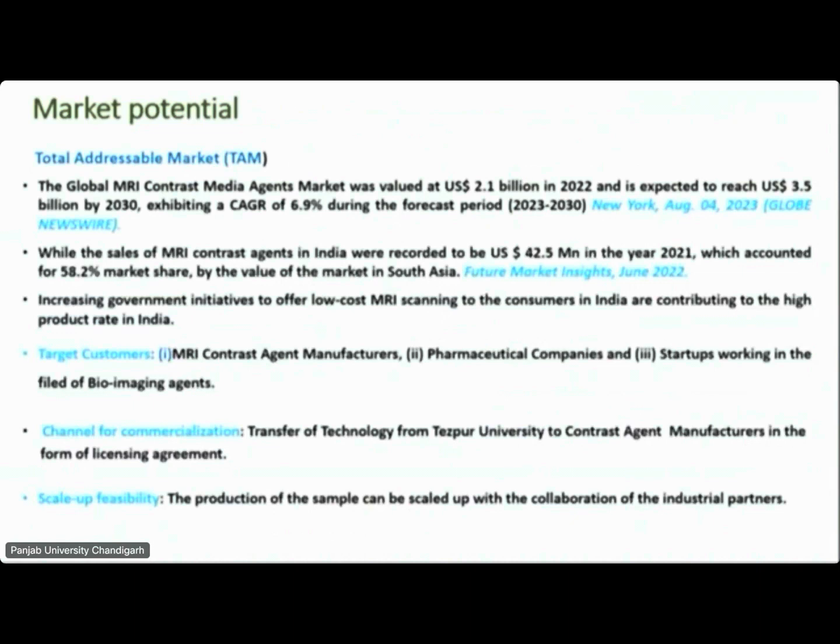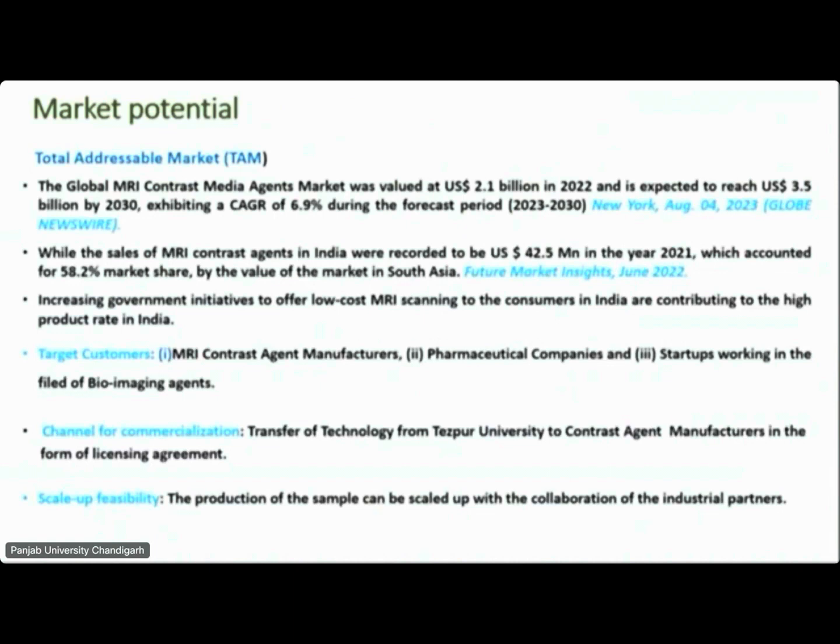And if you see the addressable market of MRI, it is expanding very rapidly. In India also it is expanding, because people are now interested in developing an indigenous MRI machine in India, but we still lack good MRI contrast agents. MRI contrast agents are still imported from outside. So we hope our technology will provide indigenously developed MRI contrast agents.